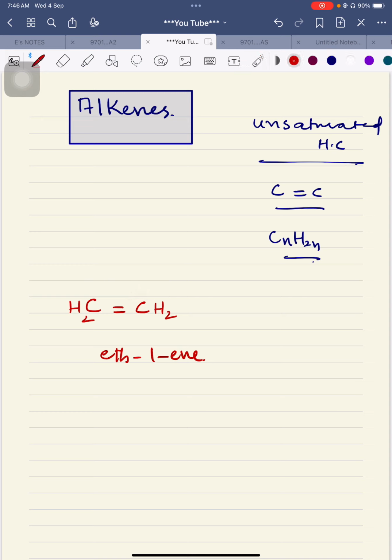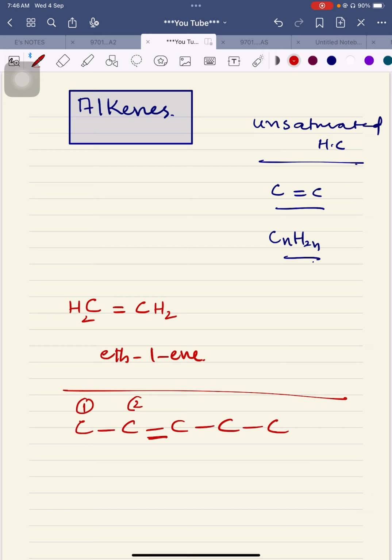One more thing, for example, if the double bond is between 1, 2, 3, 4, 5, say the double bond is between 2 and 3. We are saying this is number 1, this is number 2, this is number 3, this is 4, and this is 5. The double bond is between 2 and 3, so here we are going to say it 2. So remember the rule for naming an alkene: select the longest carbon chain having the carbon-carbon double bond at the smallest possible number.